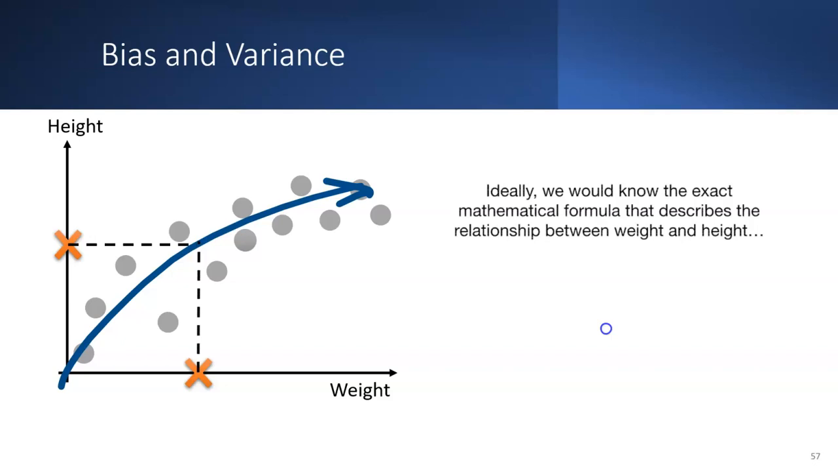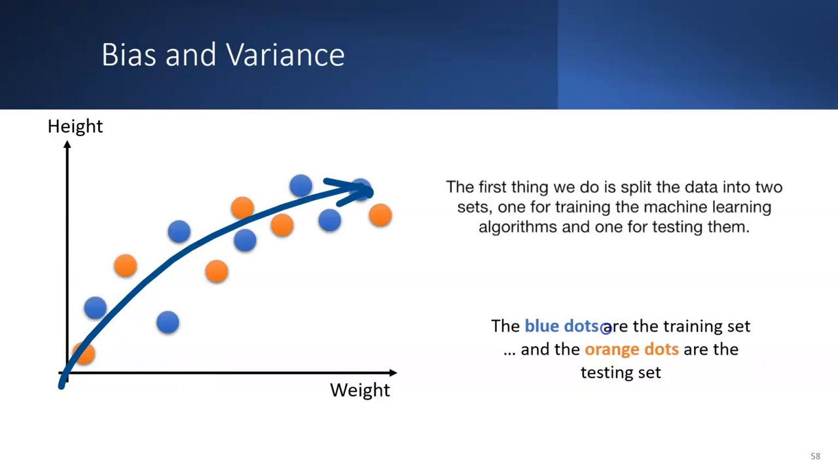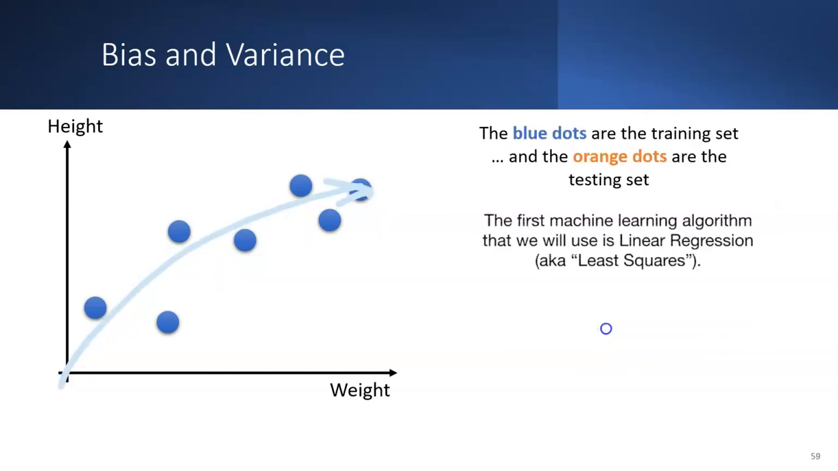Ideally, we would know the exact mathematical formula that describes the relationship between weight and height, but in this case we don't know the formula, so we are going to use machine learning methods to approximate this relationship. The first thing we do is split the data into two sets, one for training and the other for testing. The blue dots are for training, and the orange are for testing.